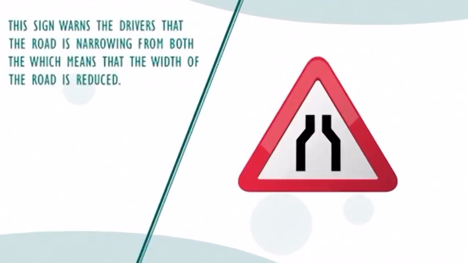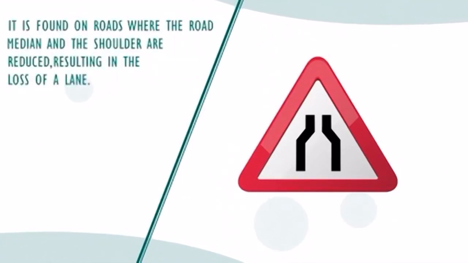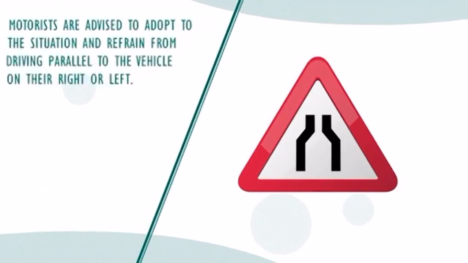This sign warns the drivers that the road is narrowing from both sides, which means that the width of the road is reduced. It is found on roads where the road median and the shoulder are reduced, resulting in the loss of a lane. Motorists are advised to adapt to the situation and refrain from driving parallel to the vehicle on their right or left.